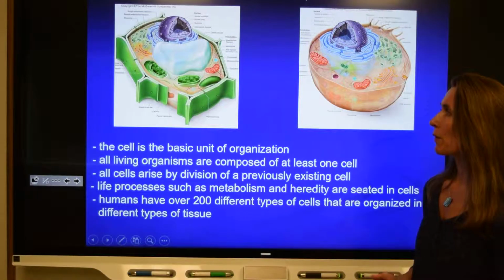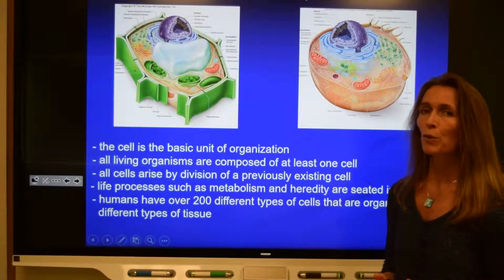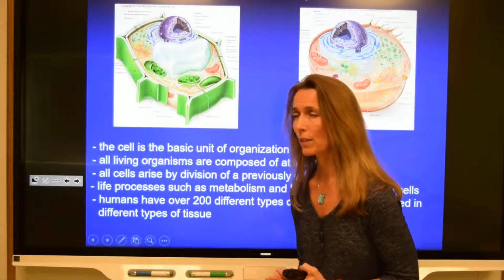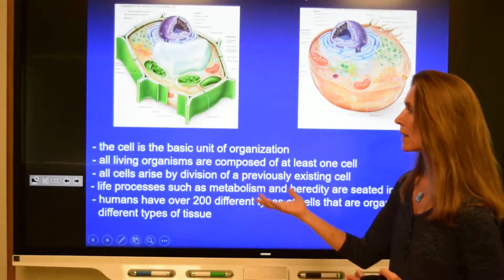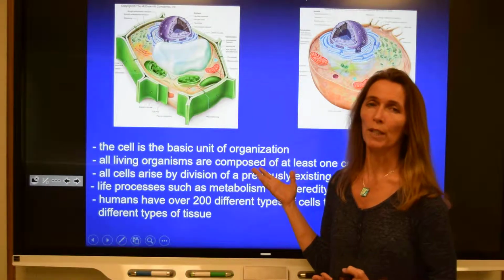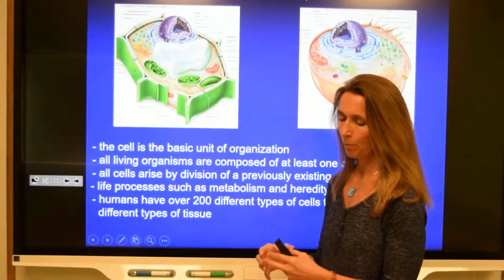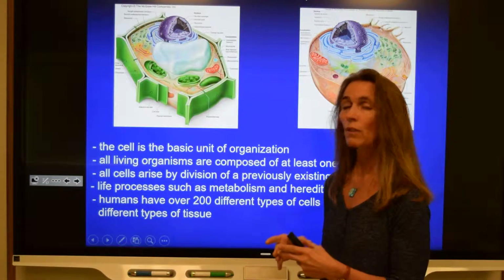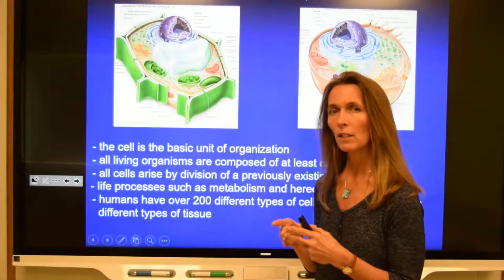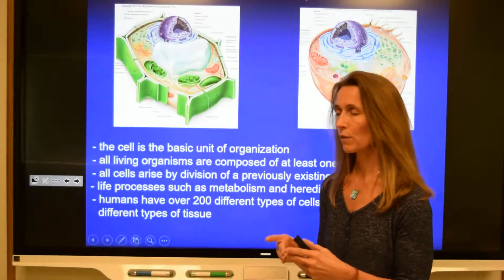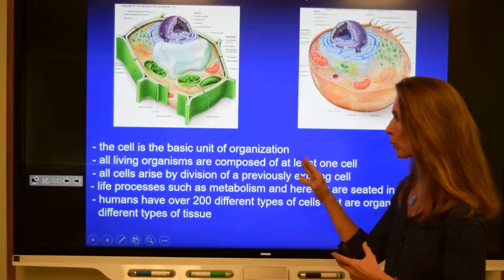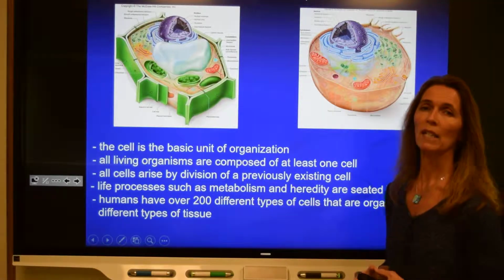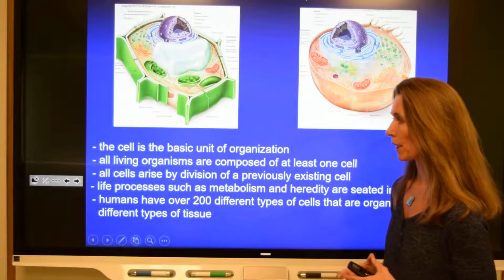So first of all, we've talked about cells, and there are a few statements in the biological sciences with regard to cells and living organisms. The first one is the cell is the basic unit of organization within an organism. So it's a basic building block of an organism. Whether it is a single-celled organism or a multicellular organism, they all consist of cells. So it's a basic unit of organization. All living organisms are composed of at least one cell, as we've discussed earlier.